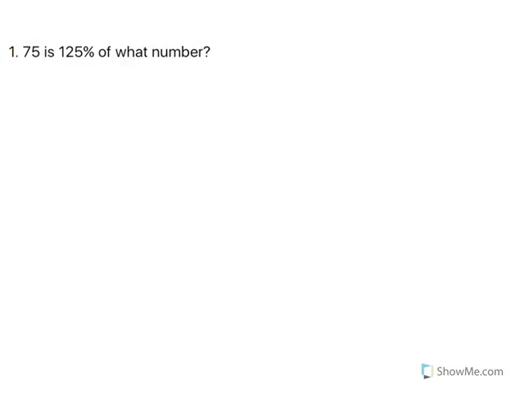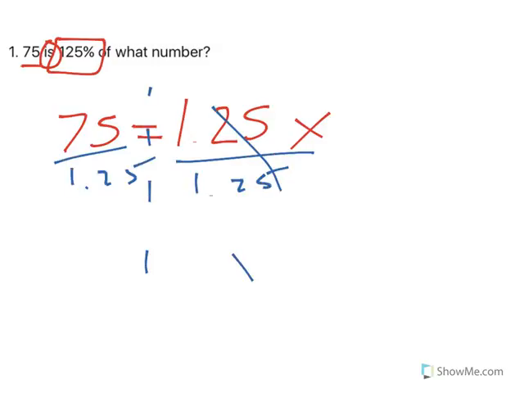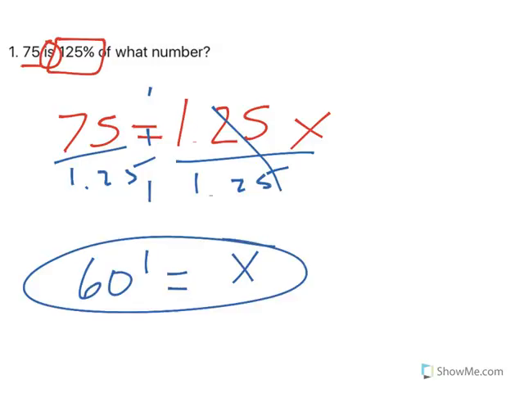Couple more. 75. Let's go ahead and do this one as an equation just to refresh that in case you wanted to. 75 is means equals 125%. We change that to a decimal, 1.25 of what number? Okay, well, divide both sides by 1.25 and x equals 60. So that's how it would be as an equation. And again, you can do these either way. Both are mathematically correct. It's all up to you.